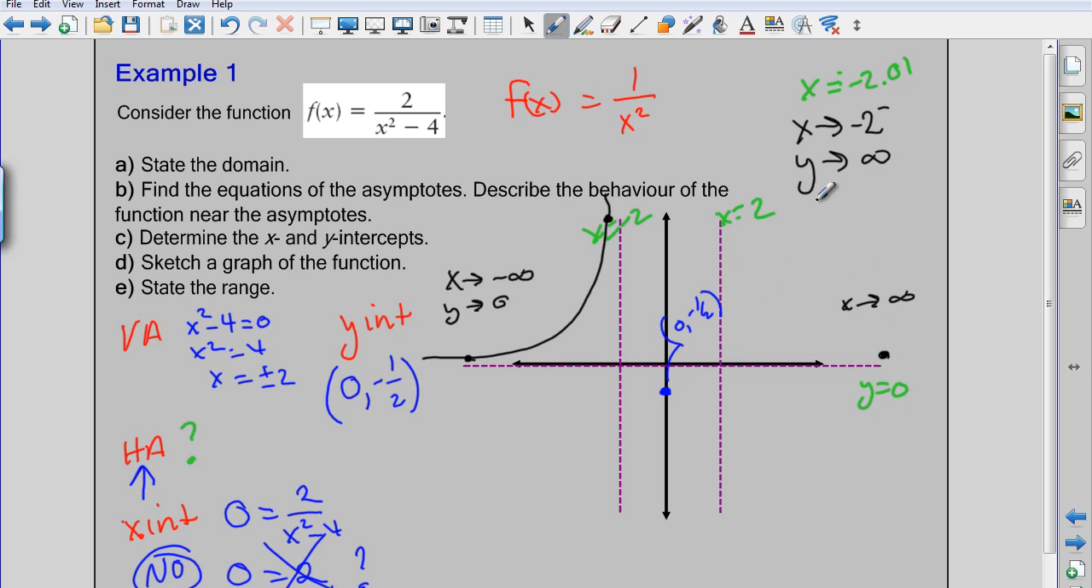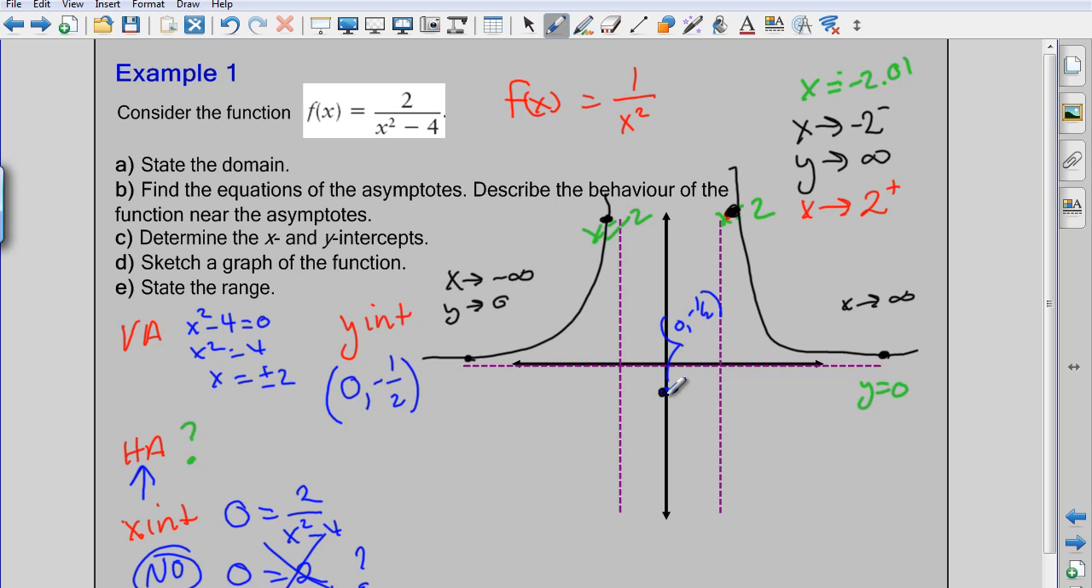What happens as x approaches positive 2 from the right? So that's right in here. Well, if we take those same values, instead of negative 2.01, we plug in positive 2.01, we will get positive 50 once again, just like we had over here. Let's give that the same color. And now we have sort of a mirror image appearing on the right hand side as we do on the left.